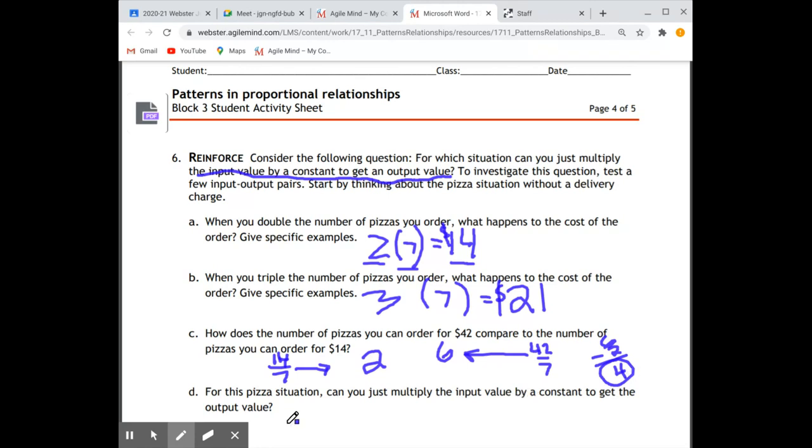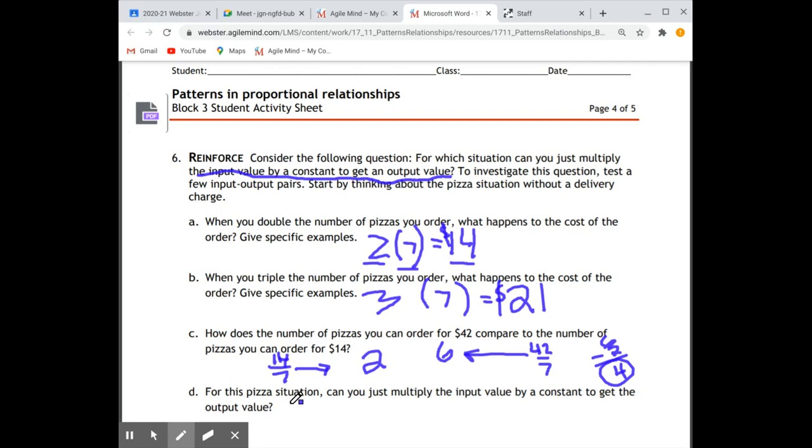Now, Jayla, will you read D? For this pizza situation, can you just multiply the input value by a constant to get the output value? Yes or no? Yes. Why, Halen? Oh, I don't know. I just said yes. All right. Well, it was a great guess. So does anybody else know why we can just do that? Think about the red side. That's what we're talking about right now.